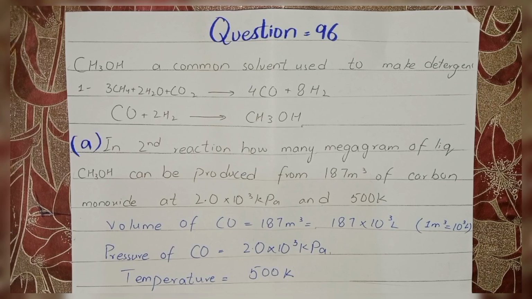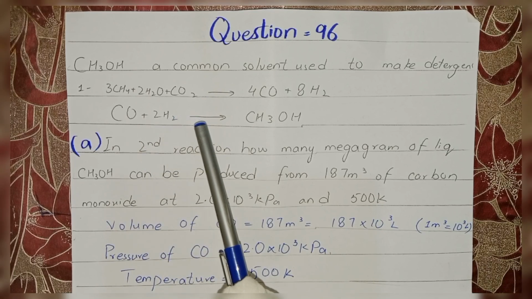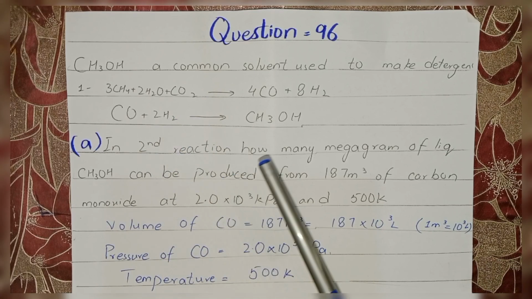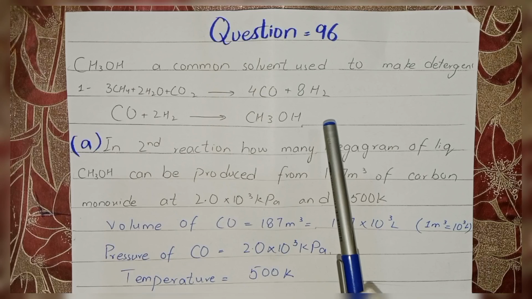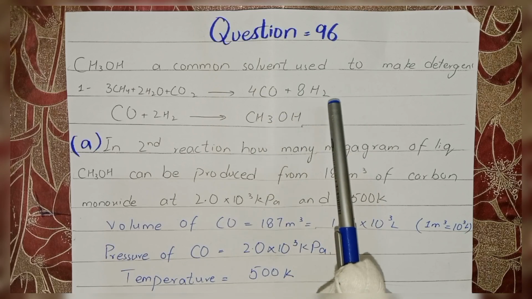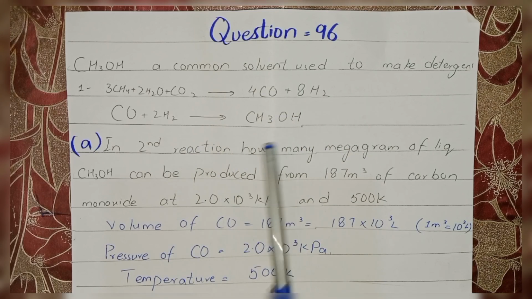In which we deal with questions where we use the universal gas equation. Question number 96. Methanol is a common solvent used to make detergents. In equation number 1, methane and water, carbon dioxide react with each other to form carbon monoxide and hydrogen, then the carbon monoxide and hydrogen react with each other to form methanol. It is a two-step process.